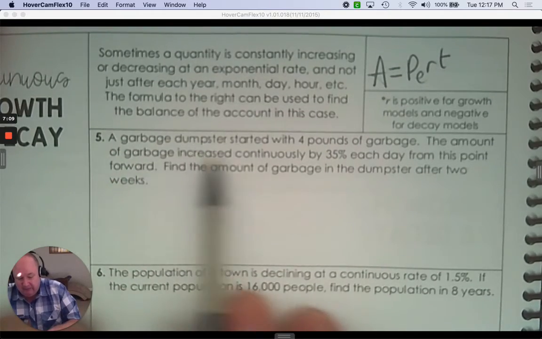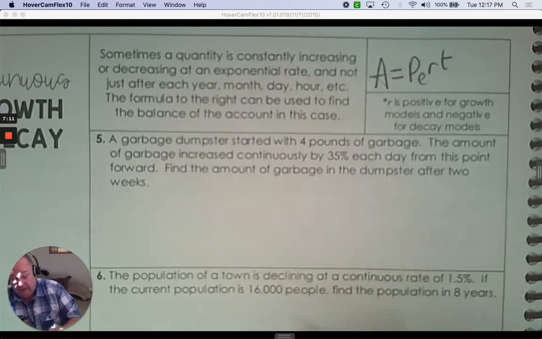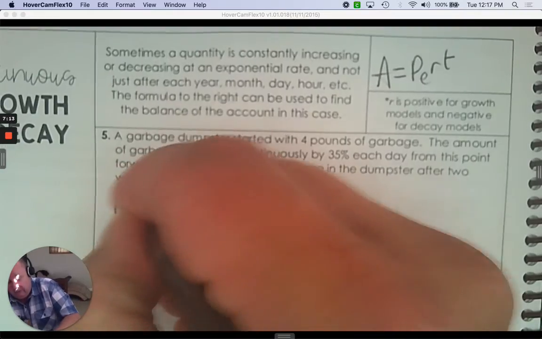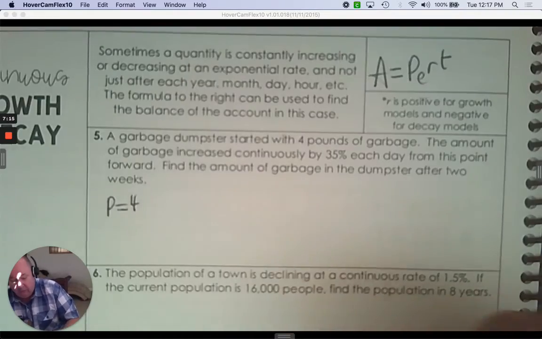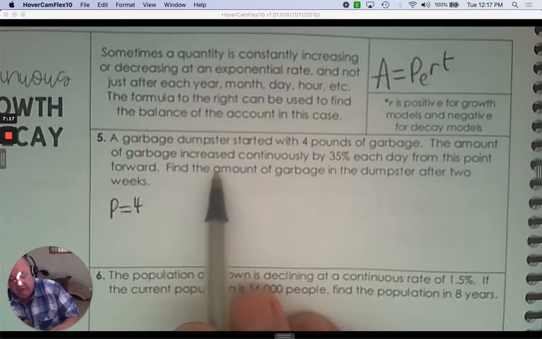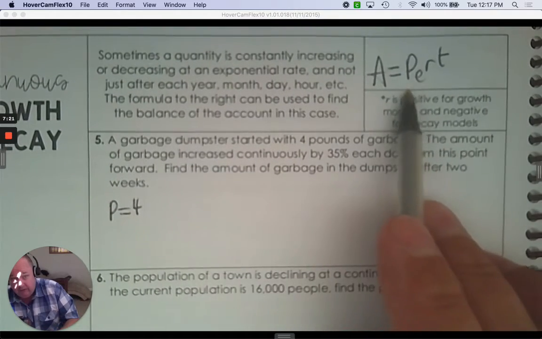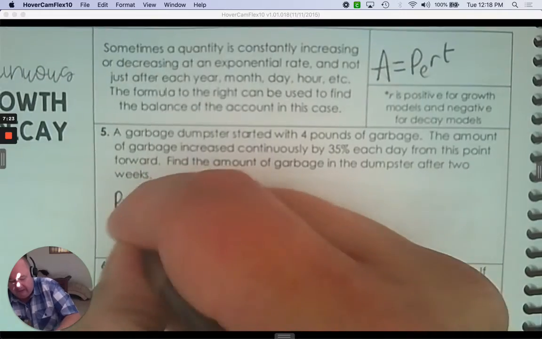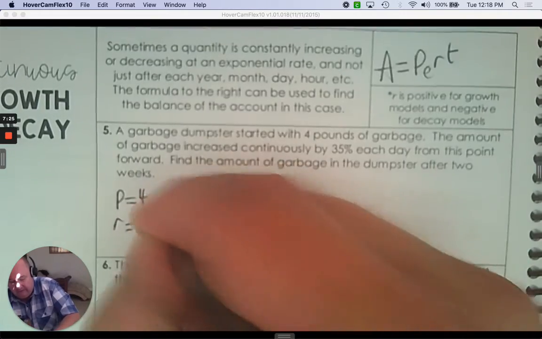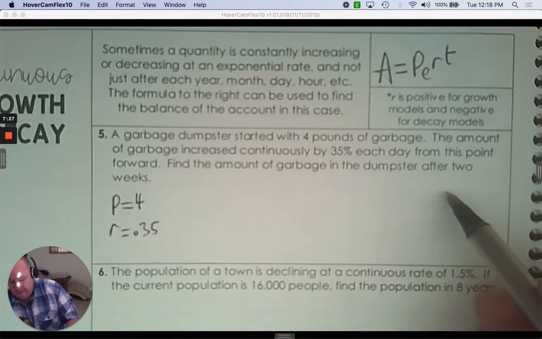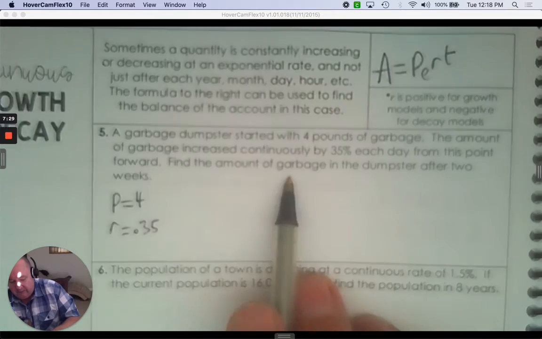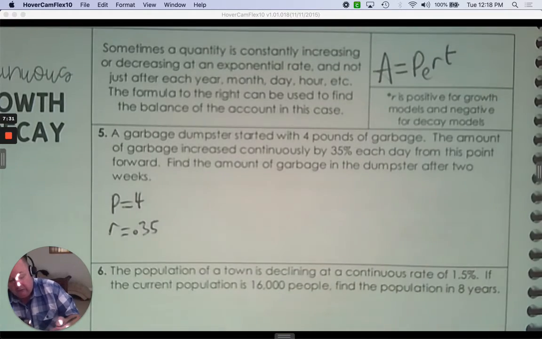A garbage dumpster started with 4 pounds of garbage. So in this formula, that's what P equals, 4. The amount of garbage increased continuously. That's the key word that we're using this formula. And that rate is 0.35. Find the amount of garbage in the dumpster after 2 weeks.